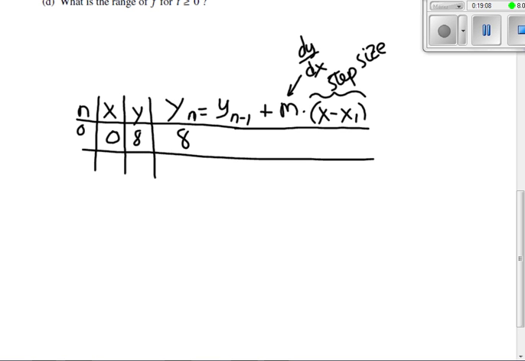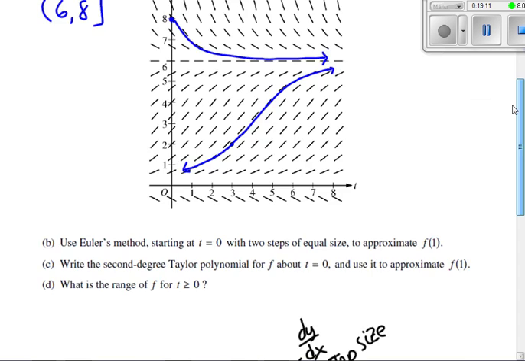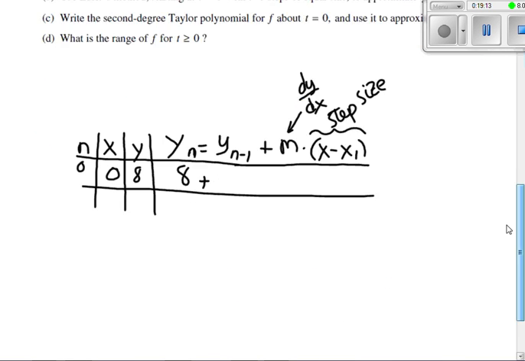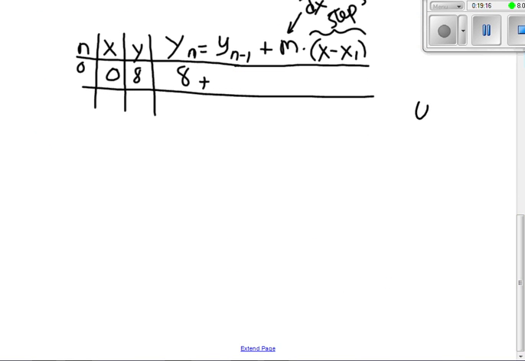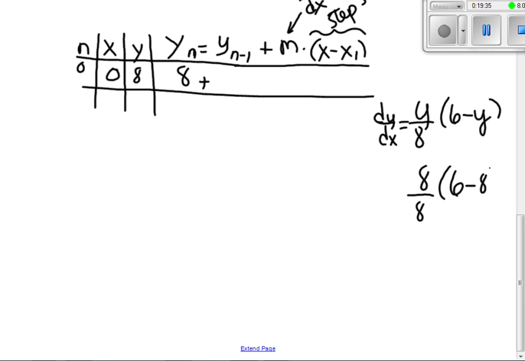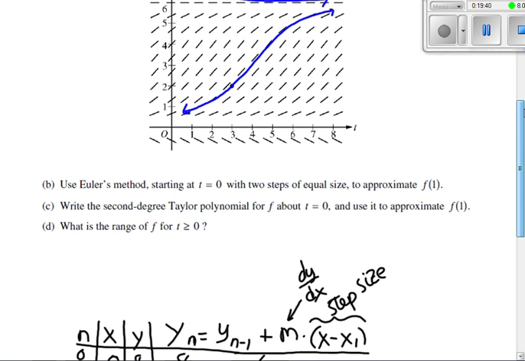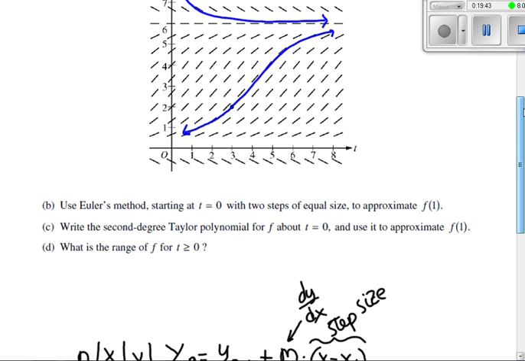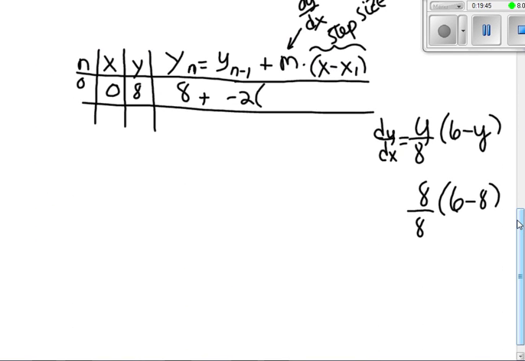So this is 8 plus, and I forgot to write the slope down, y over 8, 6 minus y. What's the slope? Well, it's 8 over 8, and then it's 6 minus 8, so it's negative 2. And my step size, did they tell us? We want 2 step sizes to get from 0 to 1, so this is a half.